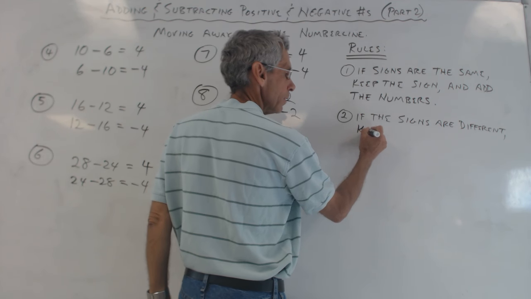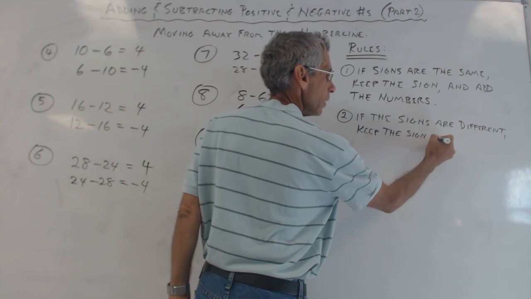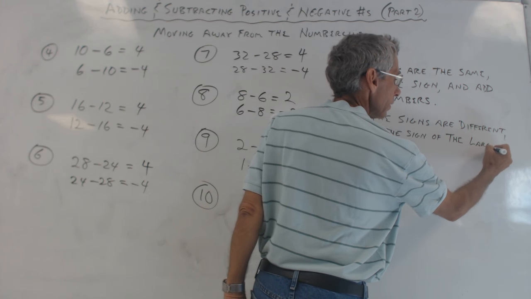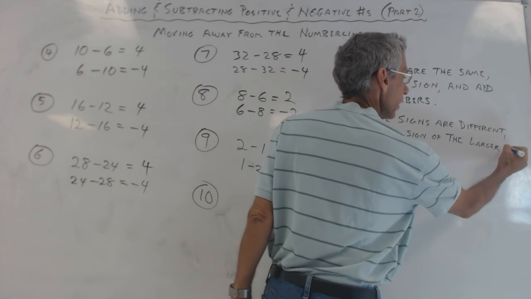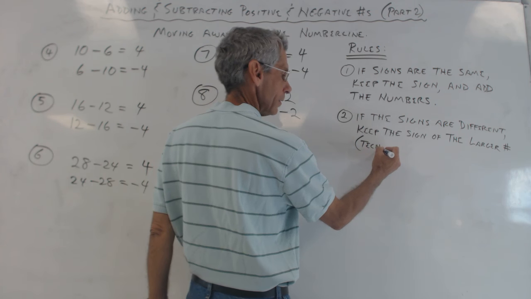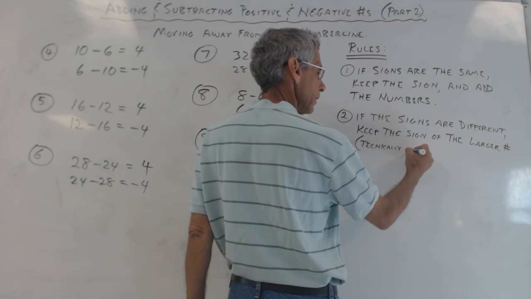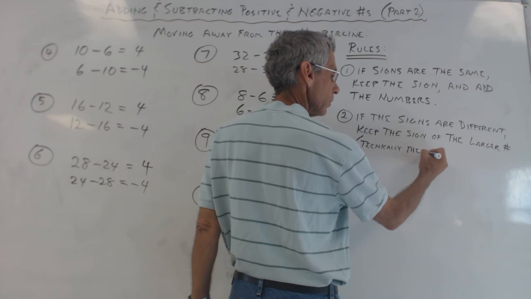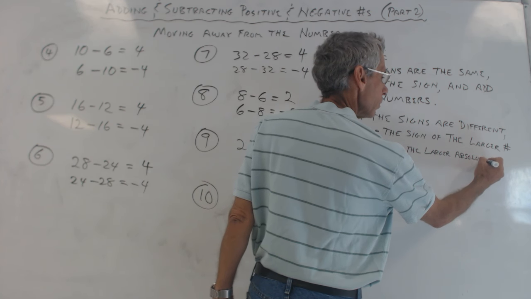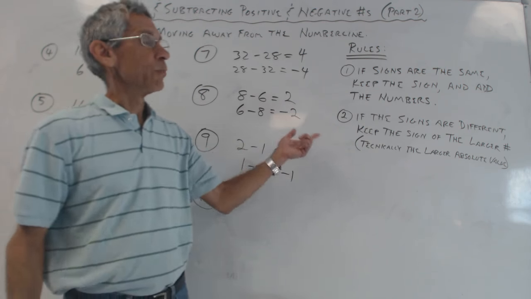I'm going to keep the sign of the larger number. And technically, I shouldn't say it this way. Technically, it's the larger absolute value. It just takes longer to say. That's why I don't usually do it, but in my brain, I'm thinking that.